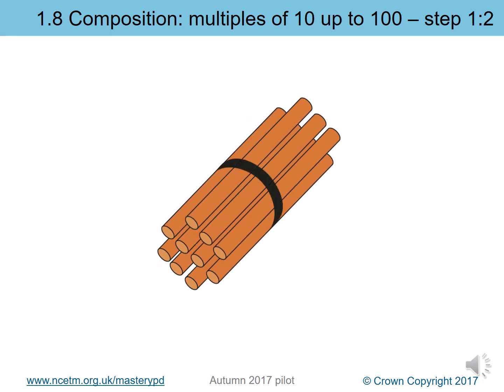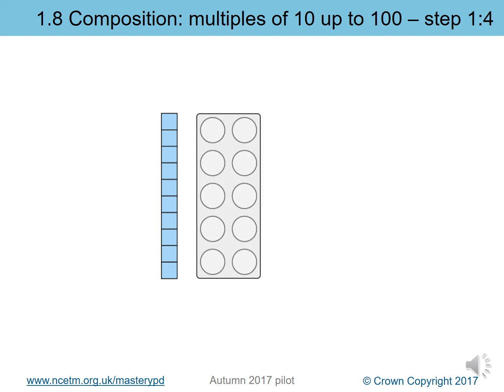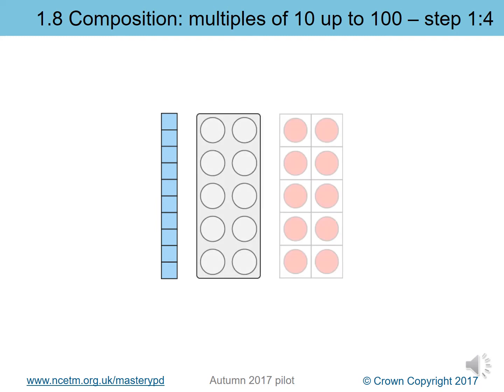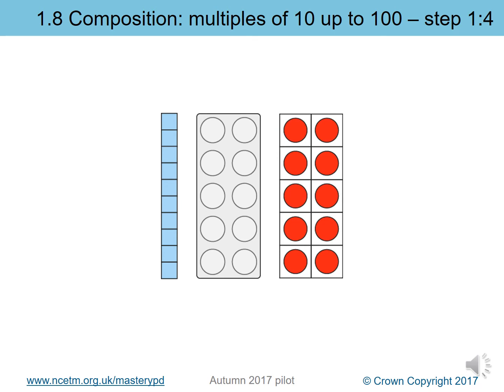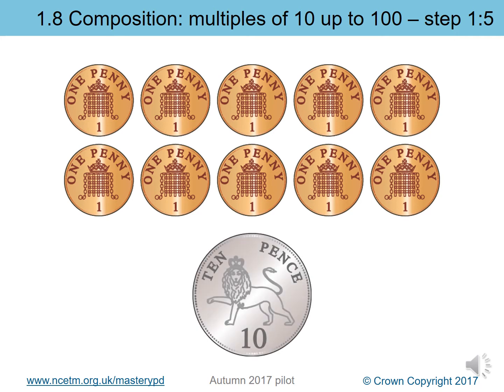So we can just represent it in different ways. Here we have 1 10. Here we have another 10, represented as Numicon. Here we have 1 10, represented on a 10 frame. 10 1 pennies, so I could have 10 ones, which is the same as a 10 pence piece. So I've got 10 1 pennies, which is the same as 1 10 pence.